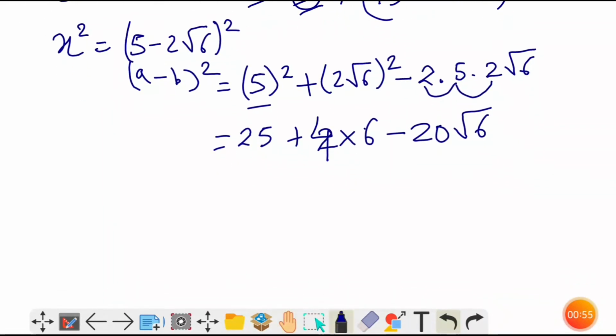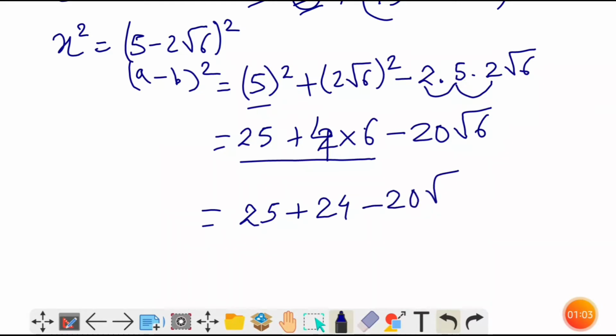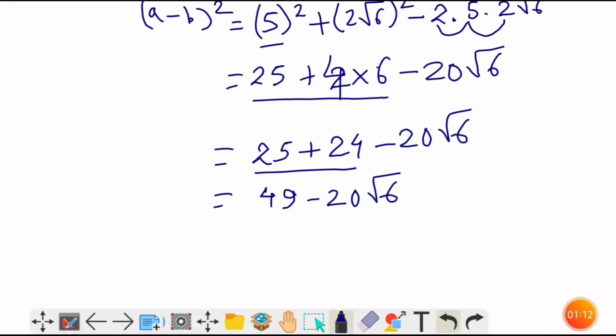Minus 2 5s are 10, 10 2s are 20, root 6. Again we are getting the same value, only the sign is different. 25 plus 24 minus 20 root 6. 25 plus 24, again we are getting 49 minus 20 root 6. So the value of x square is 49 minus 20 root 6.